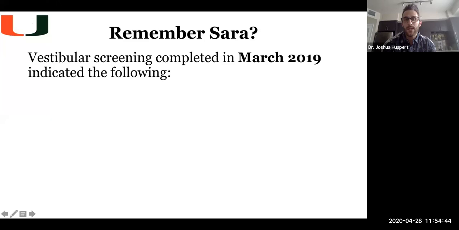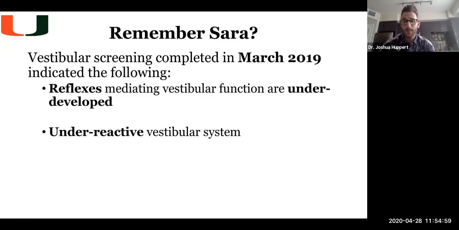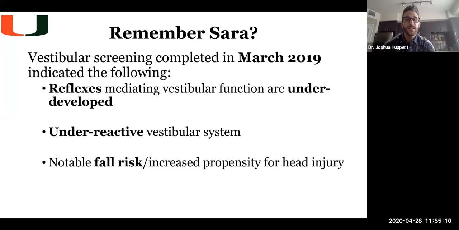I completed the vestibular screening, which is what you all saw, in March of 2019. And my screening largely yielded the following. Her reflexes, again, that VOR, the VSR, and the VCR, mediating balance function, were underdeveloped. Largely speaking, her system was underreactive. So when we were expecting her system to robustly respond to something, it wasn't doing that. And then she was at notable fall risk and increased propensity for head injury, which is obviously a huge problem, not only for her safety, but also for the safety of her implant.